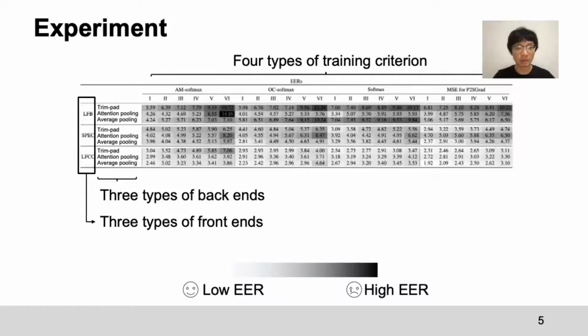The back ends are based on LCNN, but they use different strategies to deal with varied length input. The first one trims and pads the input trial to a fixed length. The other 2 use either attentive or average pooling to directly process the input trials with different lengths. More importantly, we trained and evaluated each system for 6 rounds independently, each round using a different random initial seed.